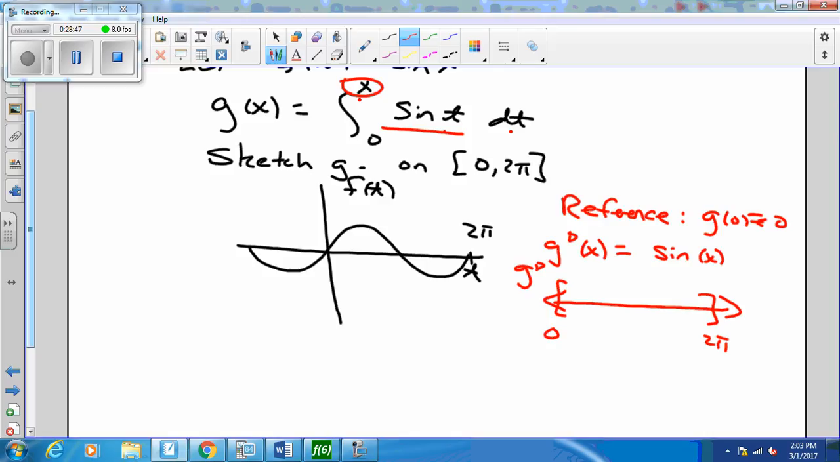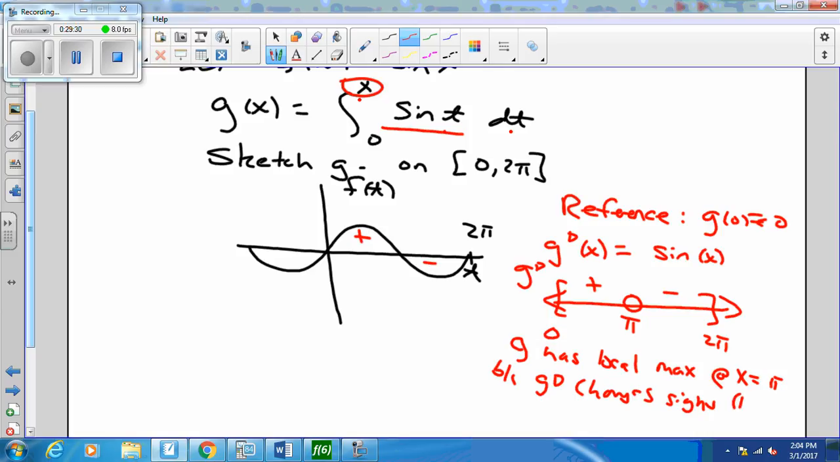I think now we're ready for a number line. What does my number line look like from 0 to 2 pi for g prime? At pi, there is a change. From what to what? Increasing, plus to minus. That's right. Plus here and minus here. And so based on this, we would say that g has a local max at pi, since g prime is equal to f of x.